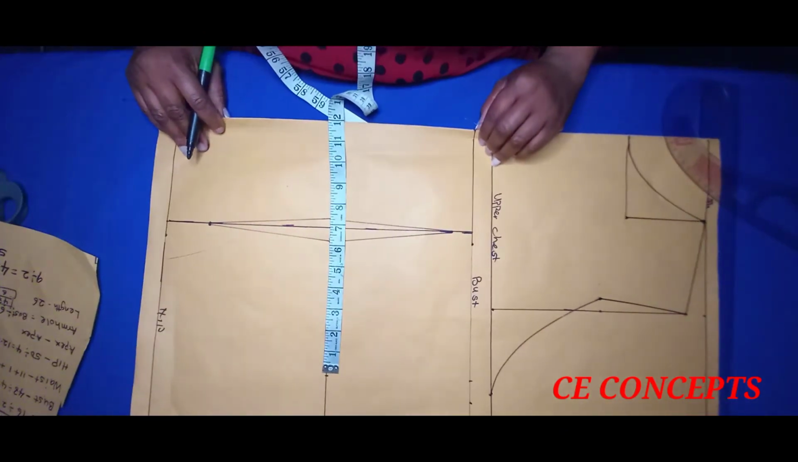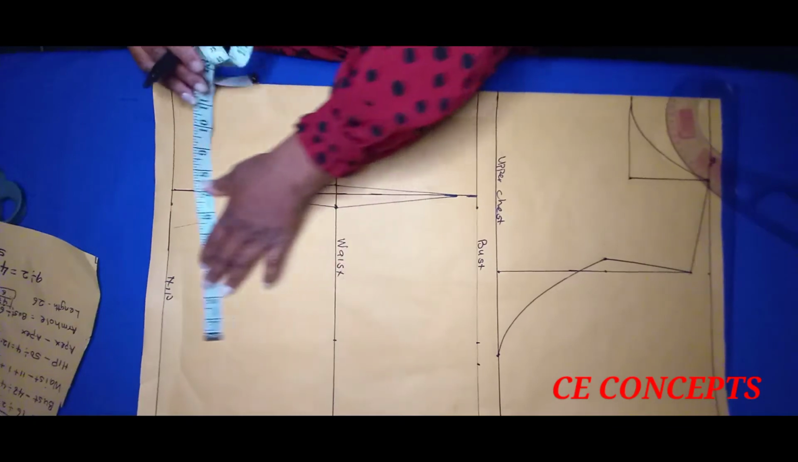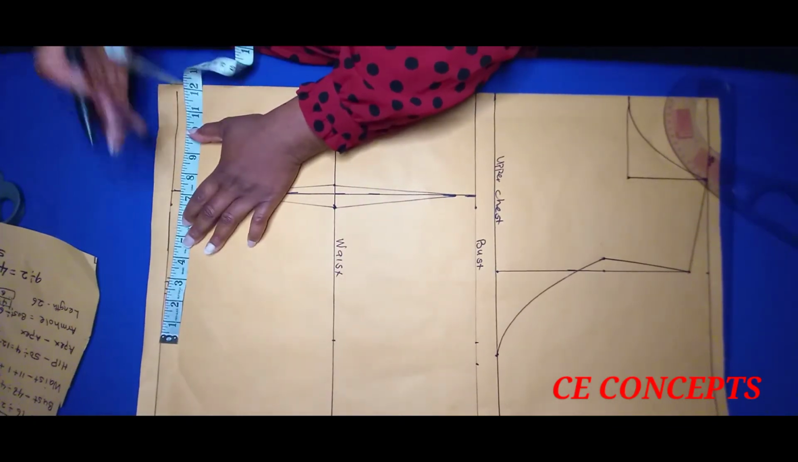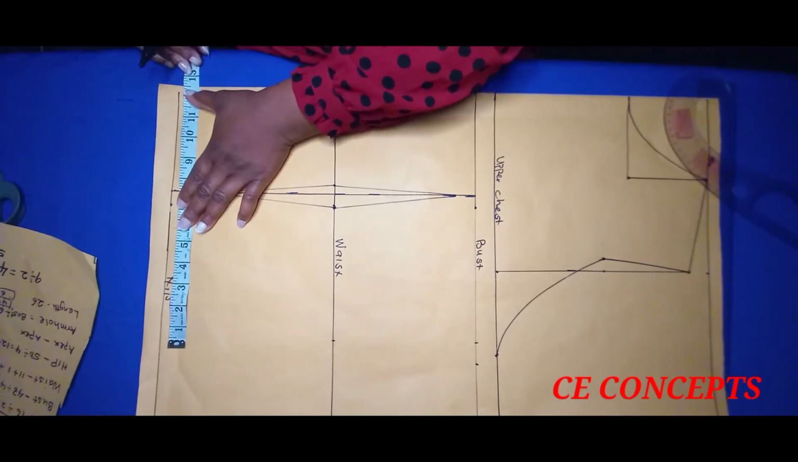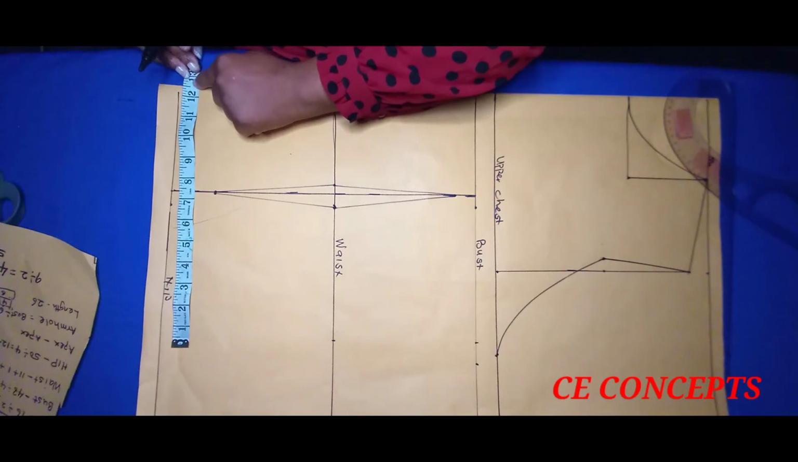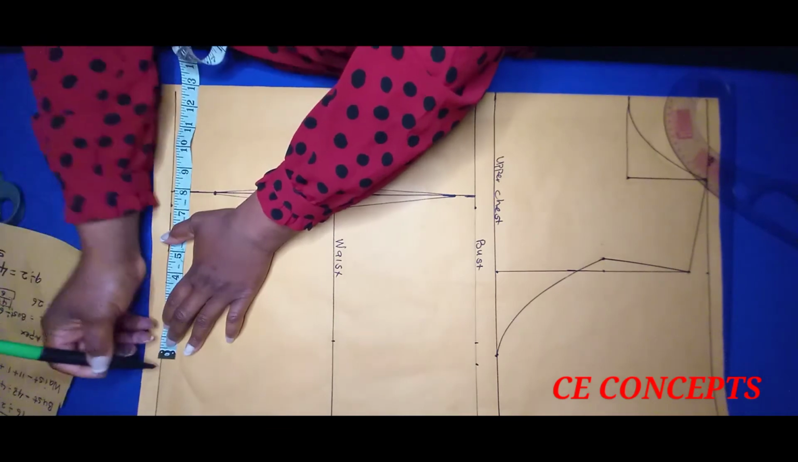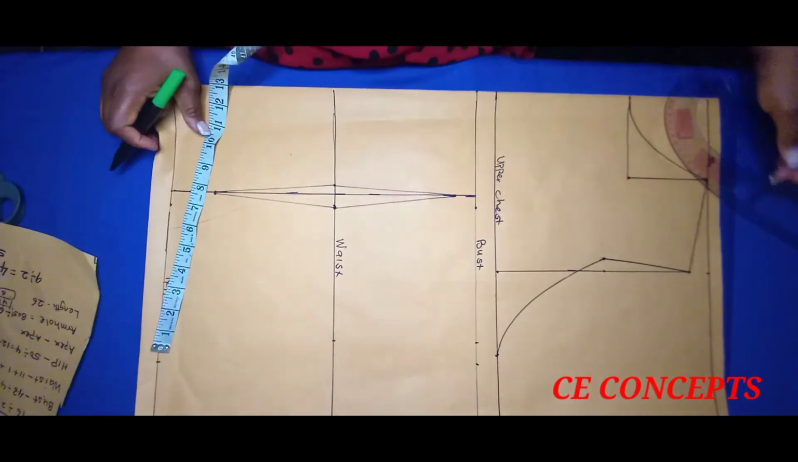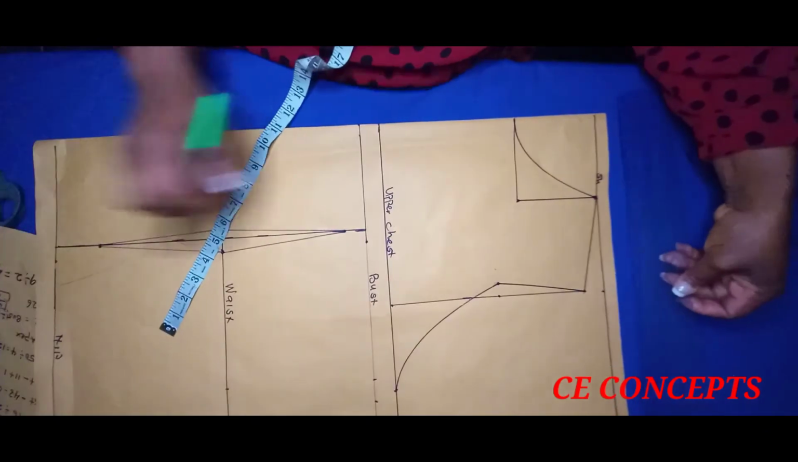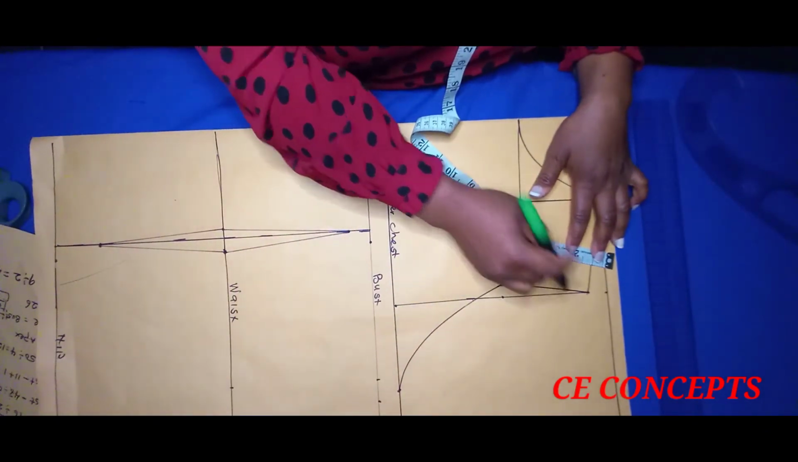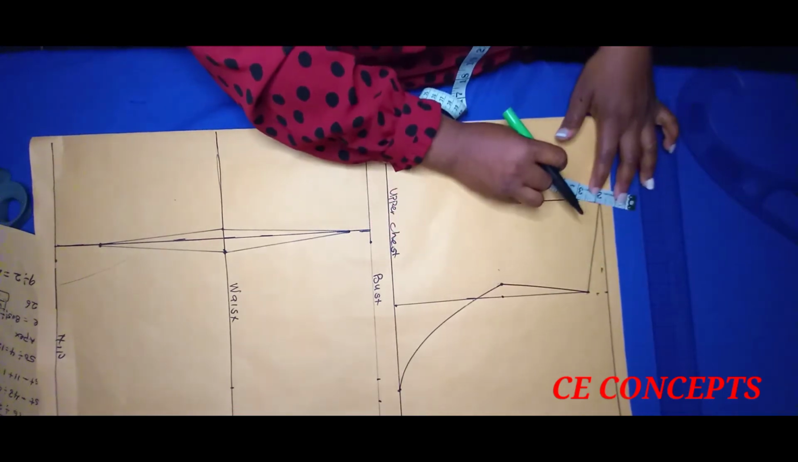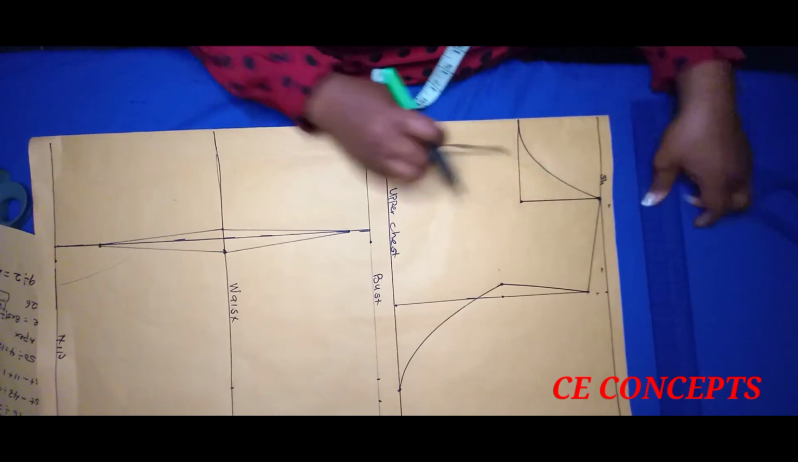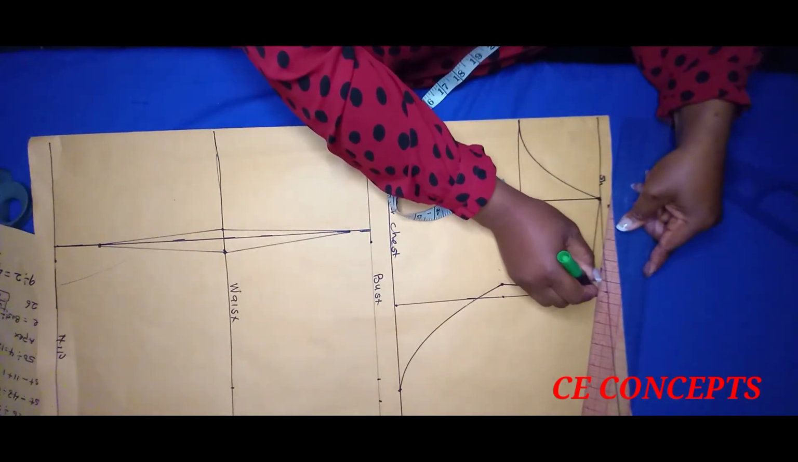Then from the hip line, I'll place one quarter of my hip, which is 12 and a half. Then I will add half an inch for ease. Okay, so 12 and a half plus half an inch makes it 13. I'll place it here. At the upper part here, I will add half an inch for allowance. And I'll connect it together.